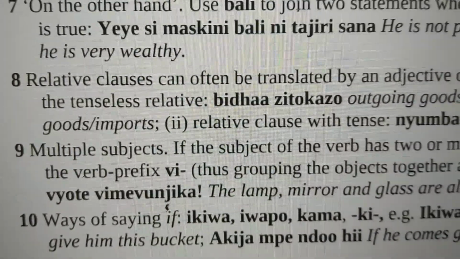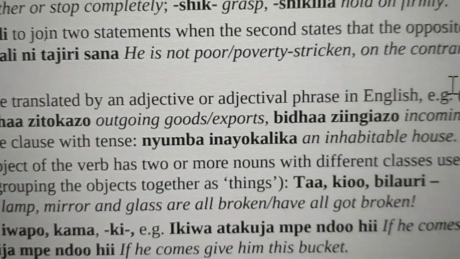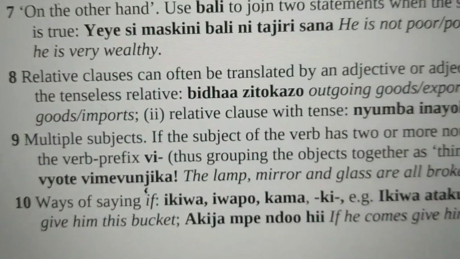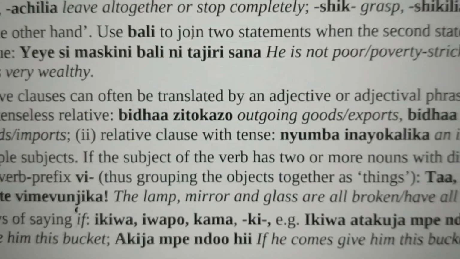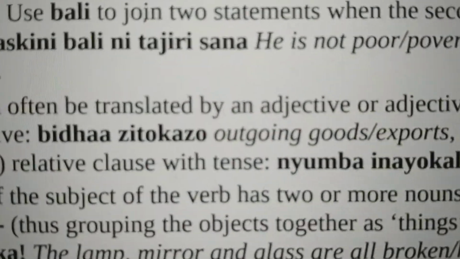Here's an example of one that I didn't understand at all. "Relative clauses can often be translated by an adjective or adjectival phrases in English. For example, the tenseless relative." Yeah, way too much grammatical terminology, and I have no idea what they're talking about. And when I look at the example, actually, I don't understand this.